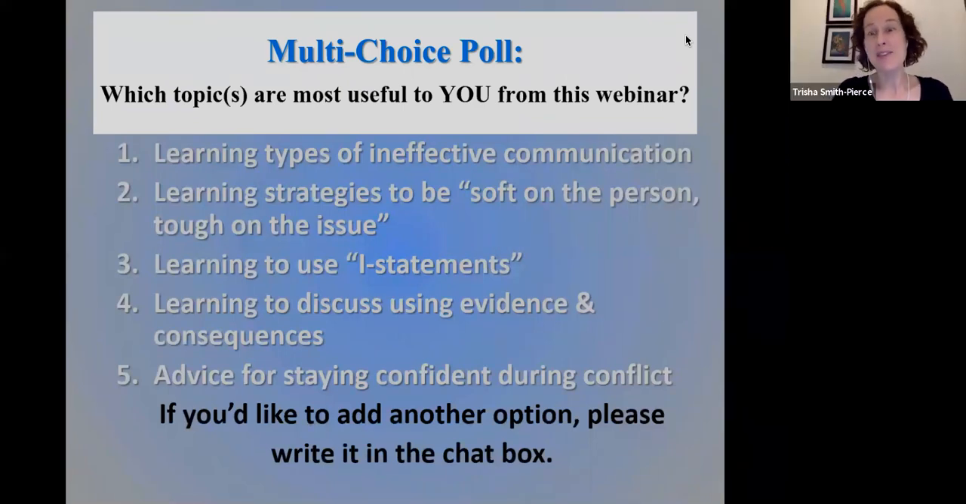I'll say, for me, one of the greatest things I've learned is this idea of being soft on the person, tough on the issue. I really love that, because I think it reminds me of the humanity of the other person, and that I should respect them. And because of the way it's phrased, soft on the person, hard on the issue, it's almost like a mantra that you can repeat if you're in a situation or you're thinking about something. Soft on the person, hard on the issue. So that's my favorite.